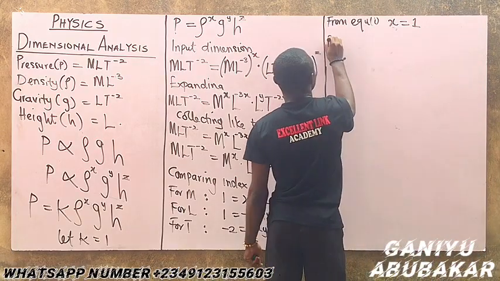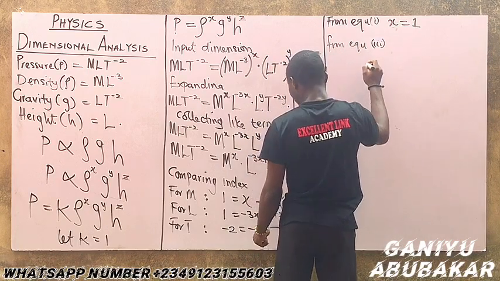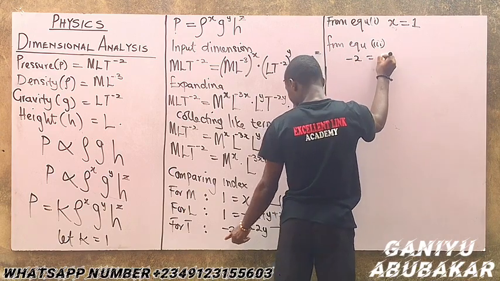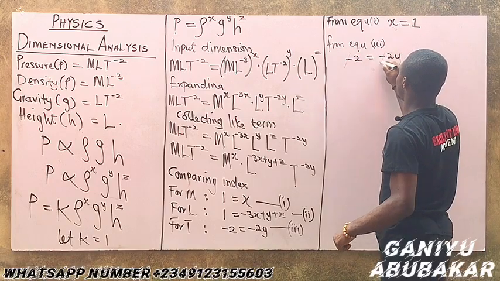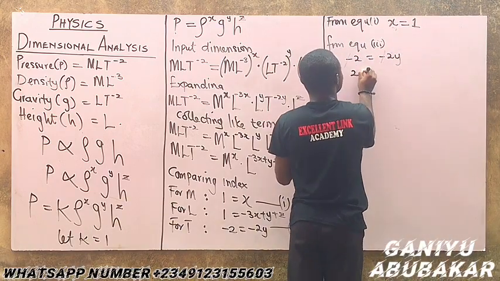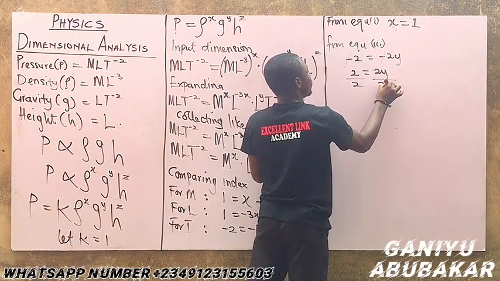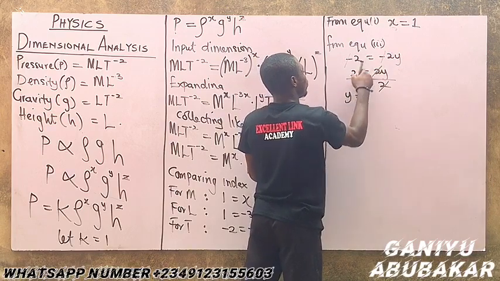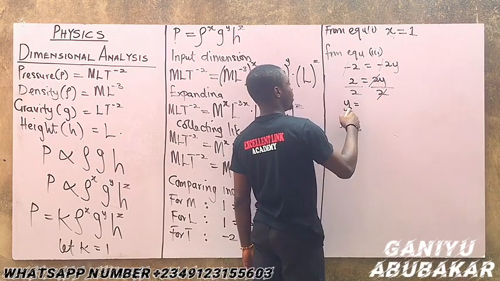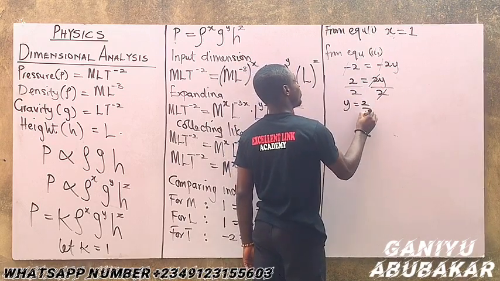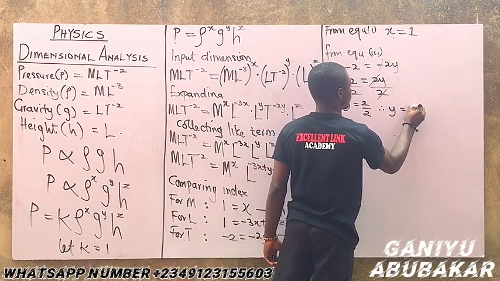Also, my next task is to pick equation 3. From equation 3, what's equation 3? It says that minus 2 is equal to minus 2y. Let's get y here. Of course, minus cancels out minus. I'm having 2 is equal to 2y. Divide both sides by 2 to get y. 2 cancels 2 here. I have that y is equal to 2 over 2. 2 divided by 2 is 1. Therefore, y is equal to 1.